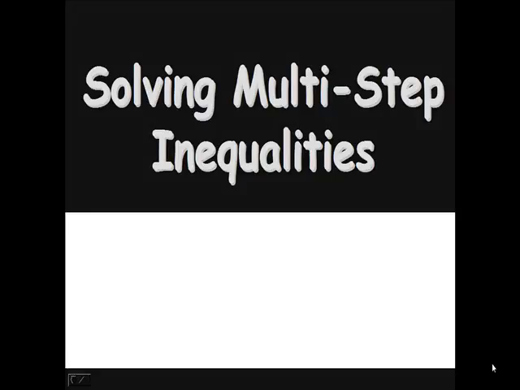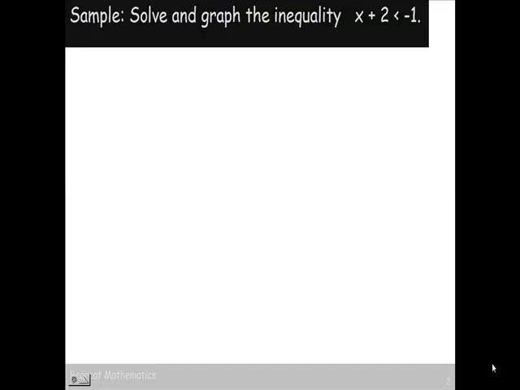This lesson is solving multi-step inequalities. In this example, we're going to solve and graph the inequality x plus 2 is less than -1. We're going to solve just like this was an equal sign, except we just need to know when to flip this over. And the only time we're going to flip this over is if we divide or multiply both sides of the inequality by a negative number. We're not going to have to do that in this case.